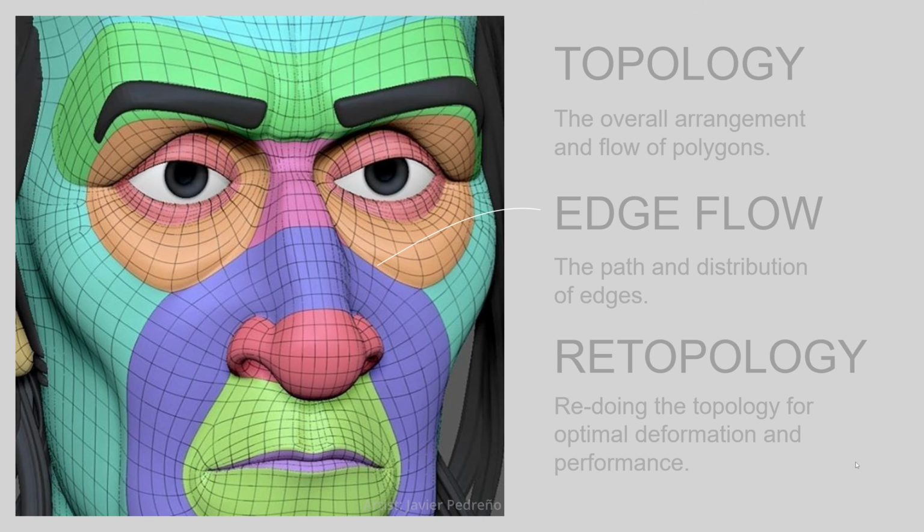And retopology. So retopology is essentially the remodeling of the model, but with a focus on optimizing deformation and performance. So basically helping the model move better and reducing the poly count.